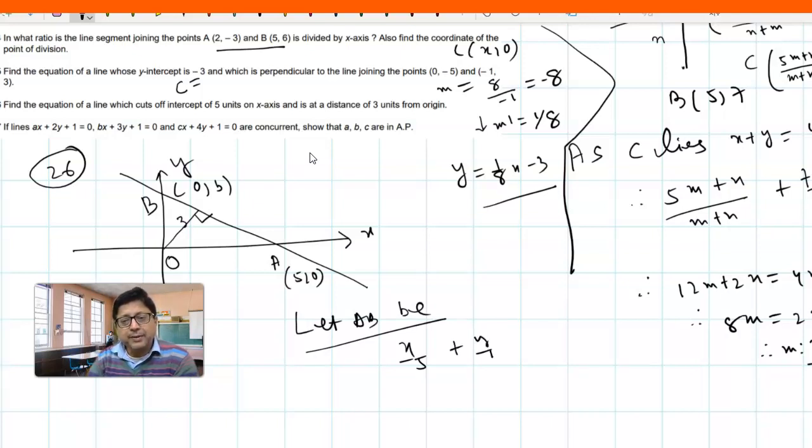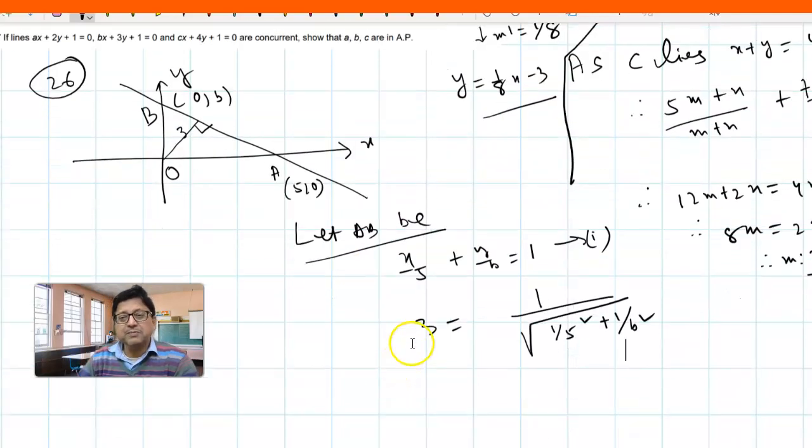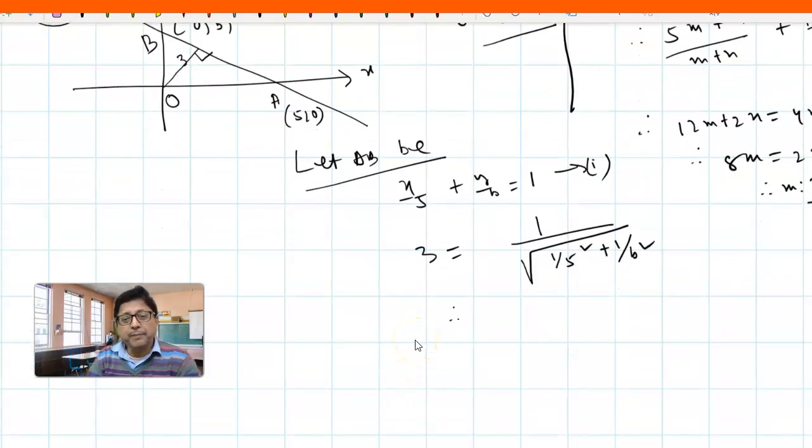x by 5 plus y by b equal to 1. So what is its distance from the origin? That c equal to 1 by under root, 1 by 5 square plus 1 by b square. That is from the formula alpha b beta plus c by root over a square plus b square. But what is a here? That is 1 by 5. What is b here? That is 1 by b. That's why we use this one. Now find the value of b, then it is done.